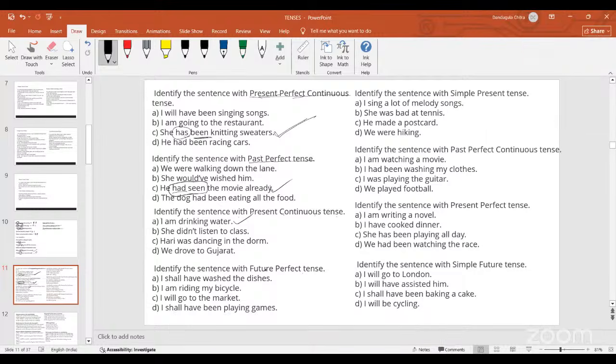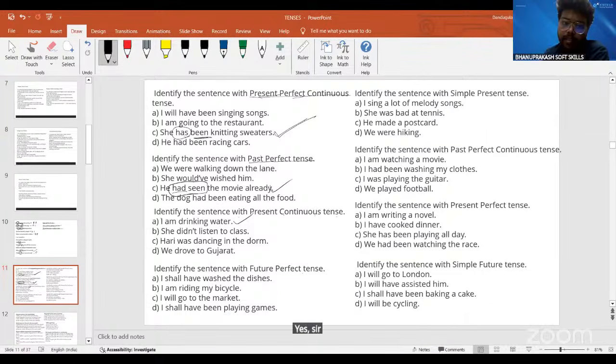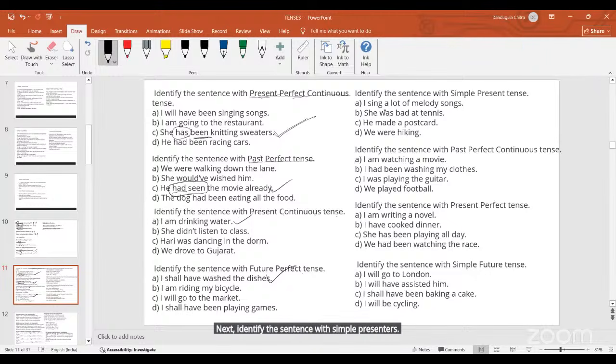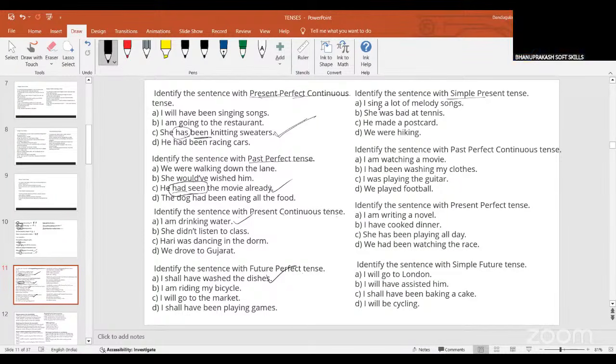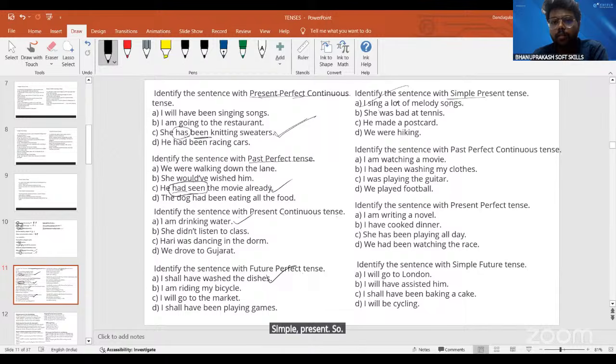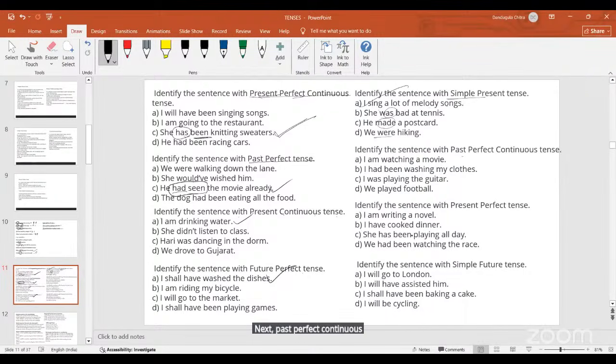A, sir. Yes, again A. I shall have washed the dishes. Next, identify the sentence with simple present tense. A, sir. Simple present. So I sing a lot of melody songs. Right. Here was, were. Okay, were. Next, past perfect continuous. B, sir.